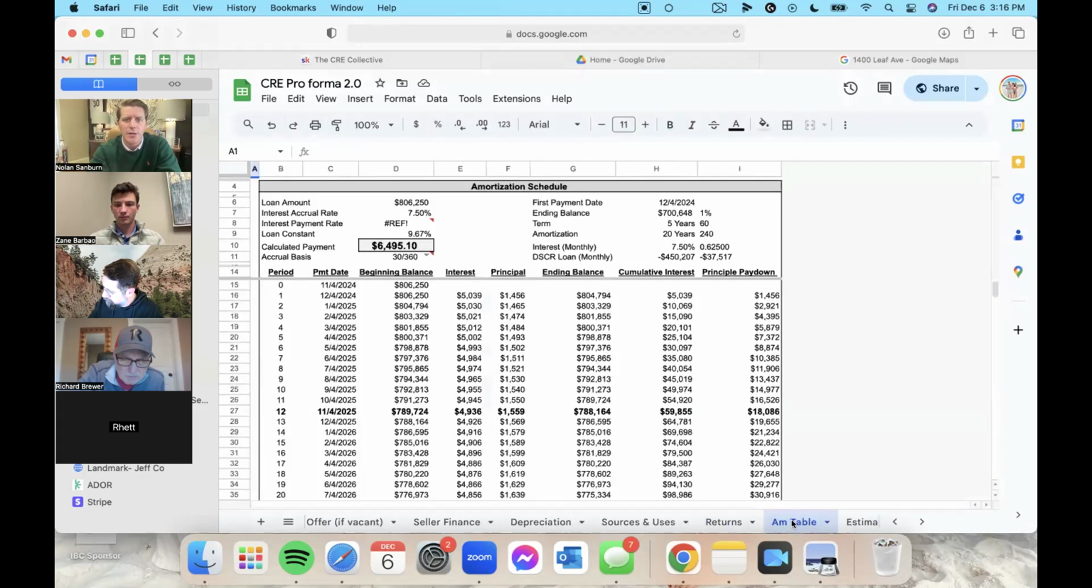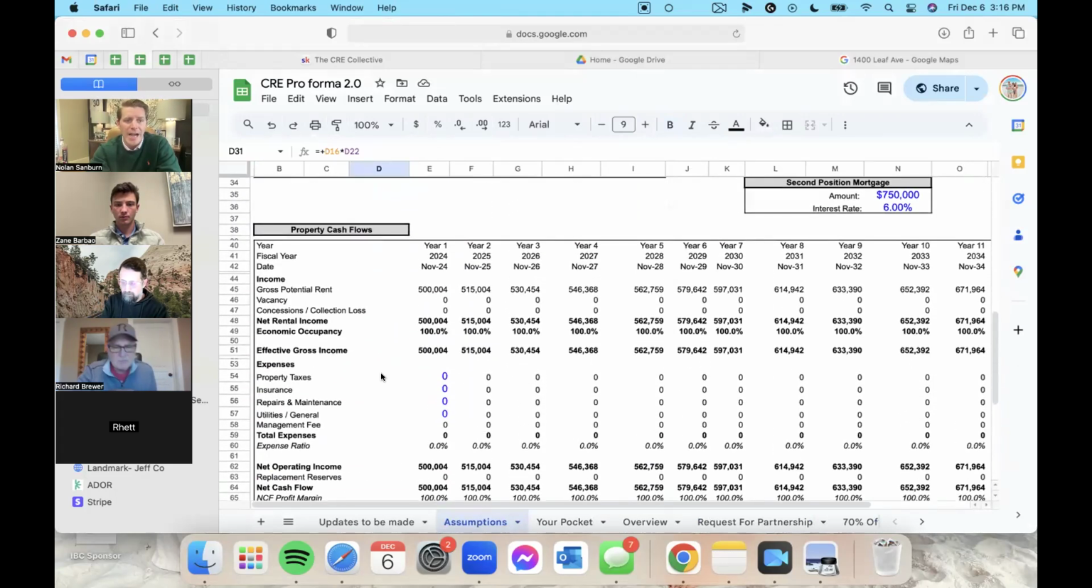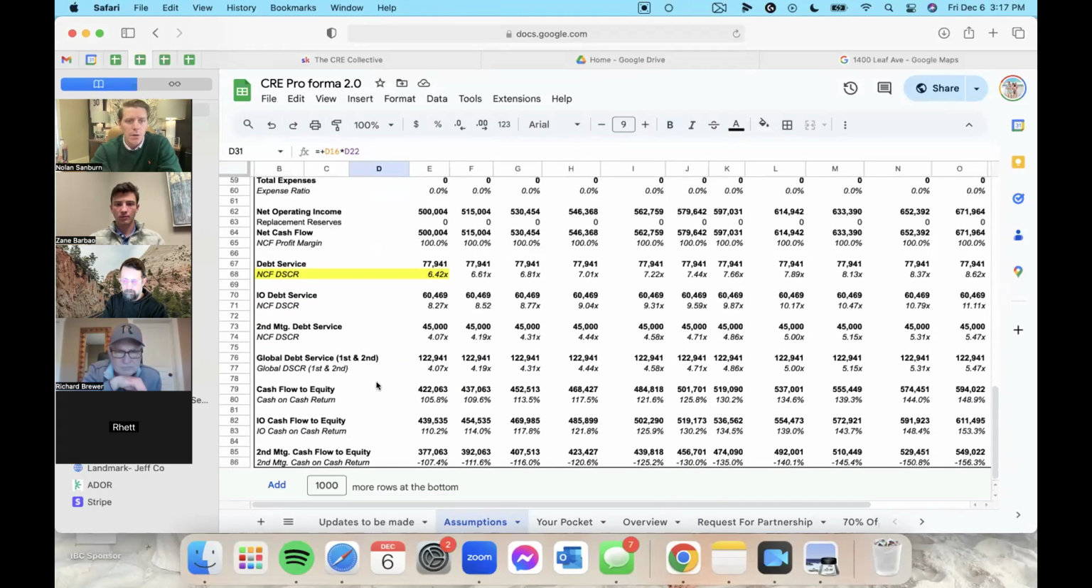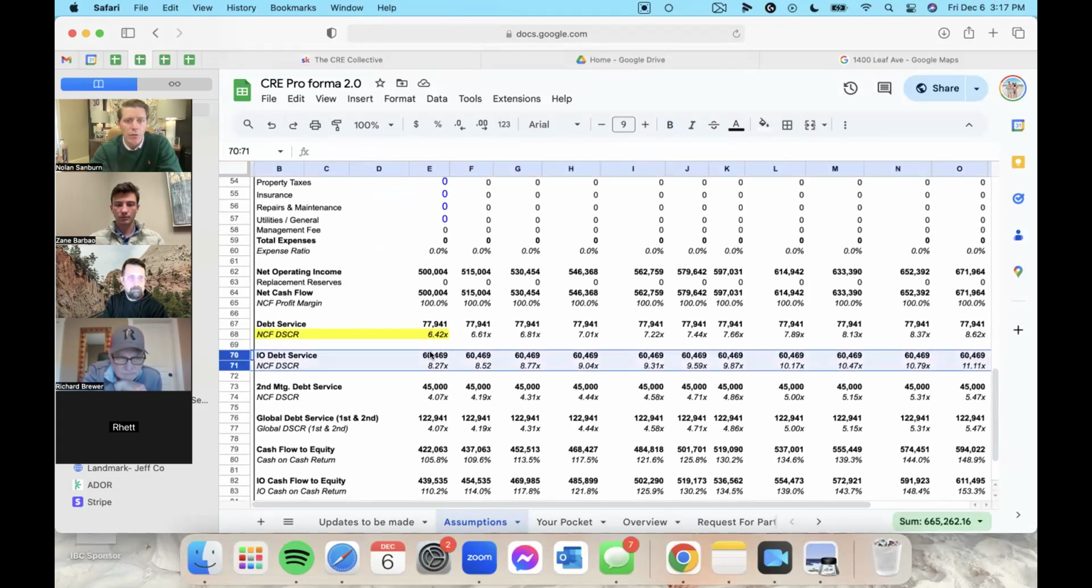Let's see here. Amortization schedule. So yeah, 6,400 bucks, but that's principal and interest. So if I go down to our property cash flows, you'll see my IO debt service. Roughly I'm paying 5 grand a month. I think my first payment was like 5,200 bucks and some change, and maybe this month it might be $5,100 because my interest rate floated down by 25 bips.